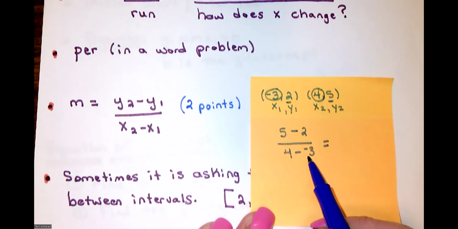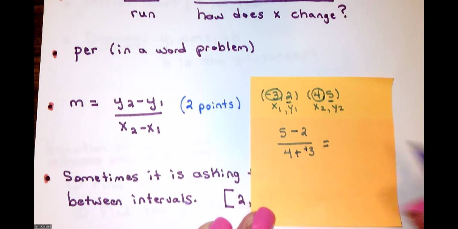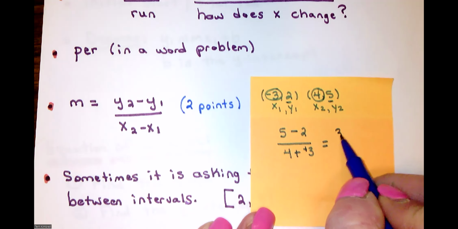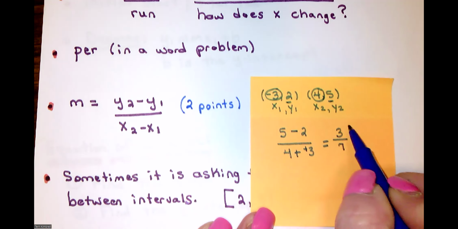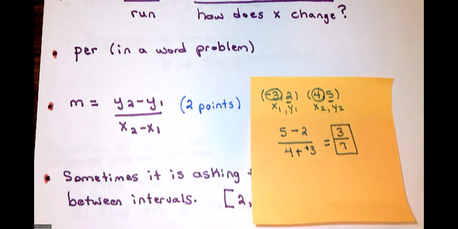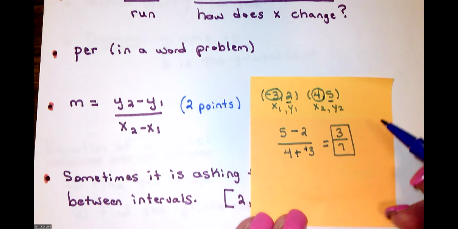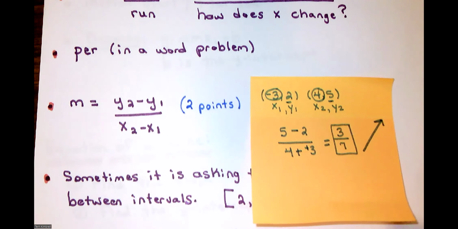Anytime you have the double negatives beside each other, that's like a negative times a negative, which would be a positive. 5 minus 2 is 3. 4 plus 3 is 7. Make sure you reduce your slopes. So the slope of that line would be 3/7. Since it is a positive slope, that tells me the line should be increasing. So the line should be going up when it is positive.